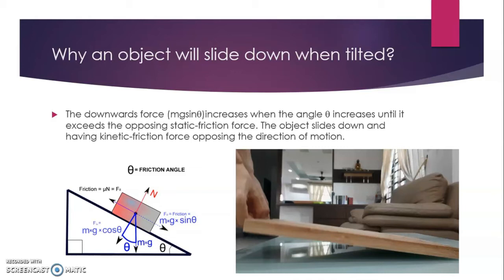This is because of the downward force, which is mg sin θ, where mg is the weight of the object. It resolves along the plane of the tilted surface, so that we have mg sin θ. As we increase the tilt, mg sin θ increases. Once the angle increases until the force mg sin θ exceeds the backwards opposing friction force, the object will slide down. This is the theory behind the question.